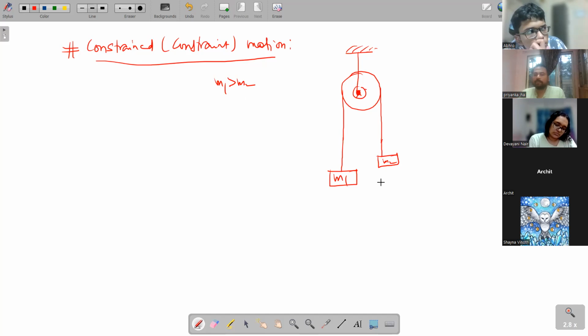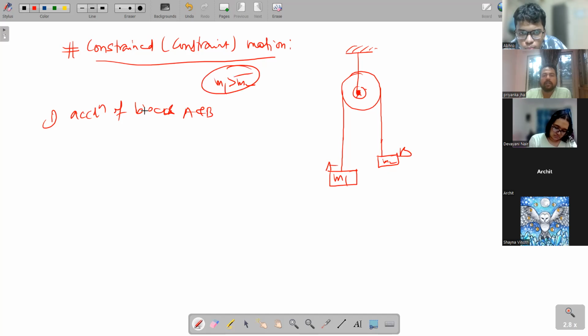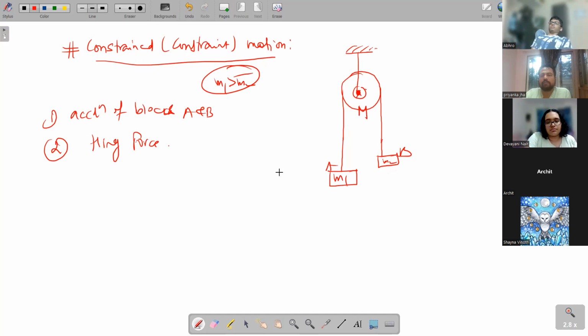Now I want to find the acceleration of the blocks. This is a very basic thing, but I want to tell you that you will definitely like it. So the acceleration of blocks A and B. Suppose this is A and this is B, and the second thing is the hinge force. Suppose m is the mass of this pulley. Now you just have to draw the FBD.